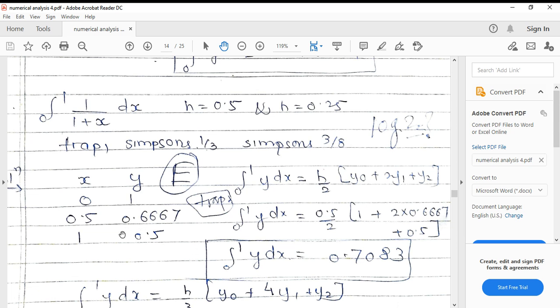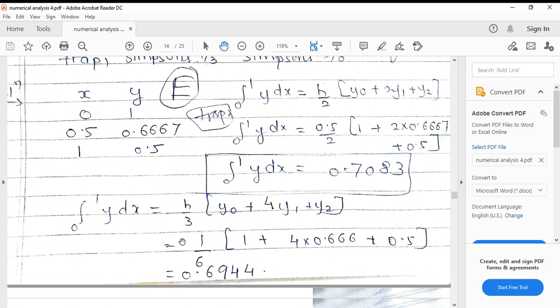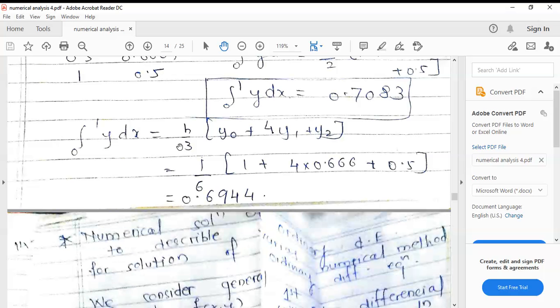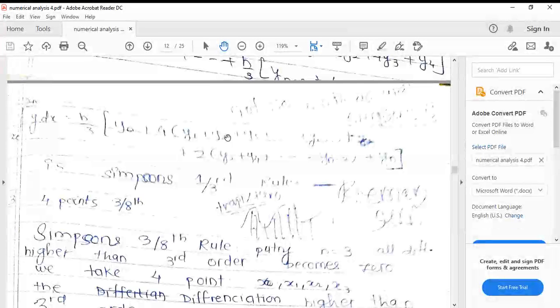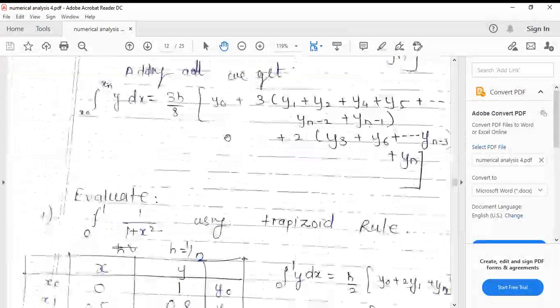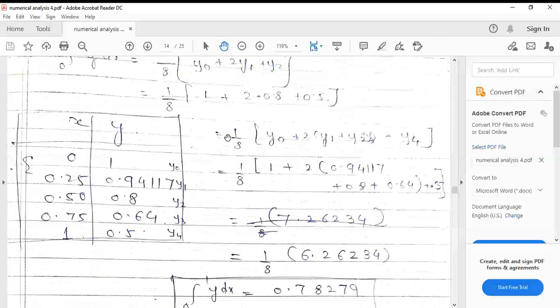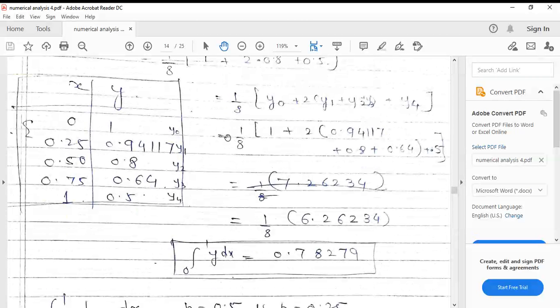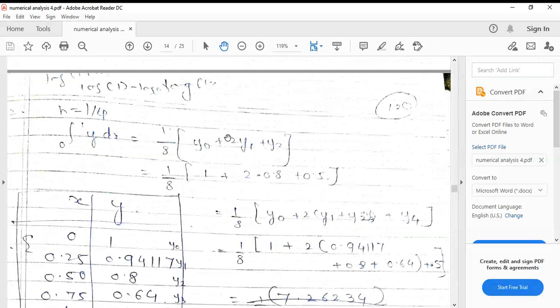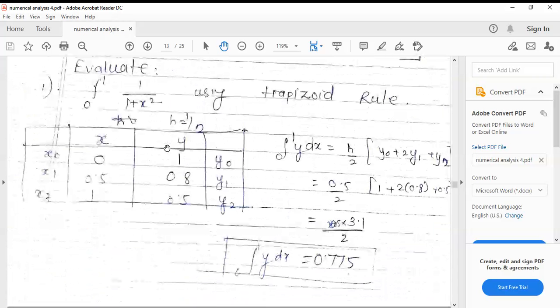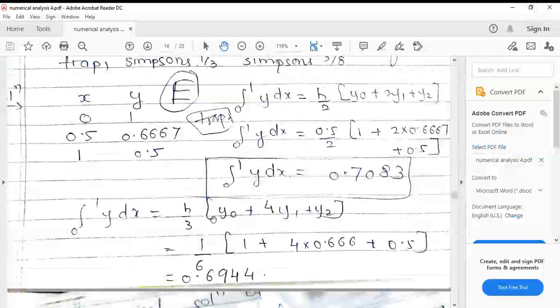If we have only up to x2, that is n equal to 2, you have to use the formula with n equal to 2. First we will use the formula for Simpson's one third rule. In the one third rule, put n equal to 2. After putting n equal to 2, we can get the result. This is Simpson's one third rule, h by 3 times (y naught plus 4 y1 plus y2). After doing the calculation, it is 0.6944.